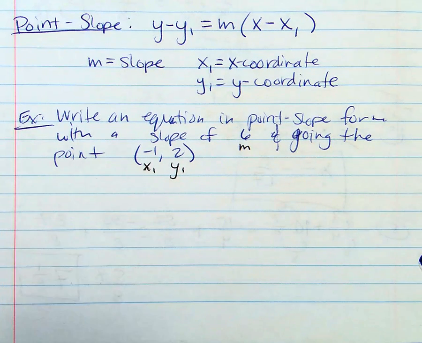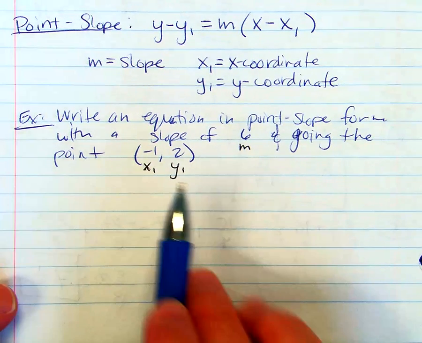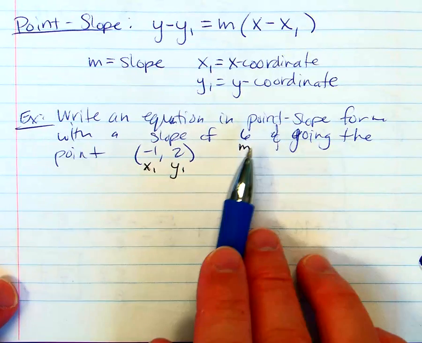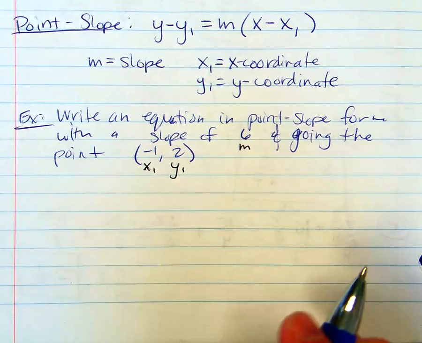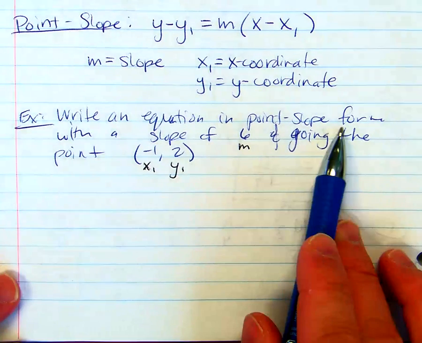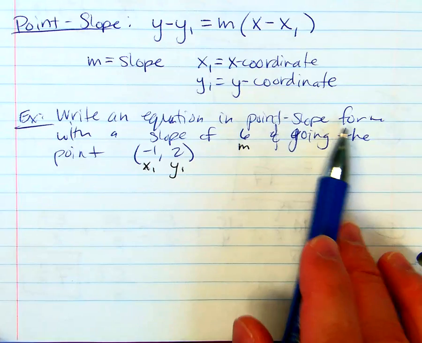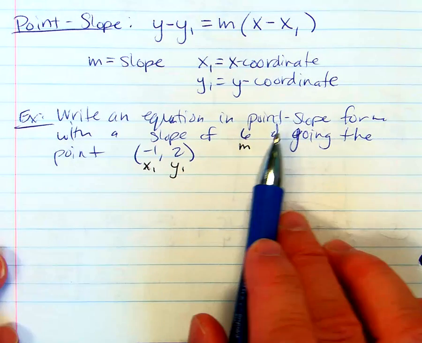There is only one line that does this on a graph. There's no other line that goes through this point and has this same slope. There's only one equation for that type of line. Now we can write it in different forms. We could write this equation in point slope like they just asked. We could write it in slope intercept like we were doing earlier in the week. Specifically though, they asked for point slope.